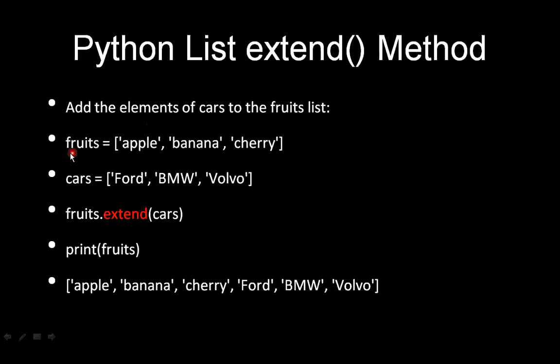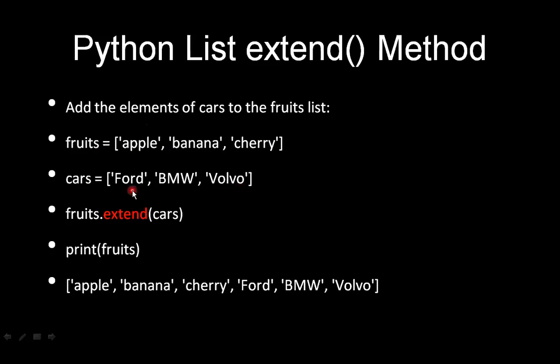Here you can notice that I have taken the list name, that is fruits, and I have specified three elements: apple, banana, and cherry. Then one more list I have taken here, that is cars. In that I have specified Ford, BMW, and Volvo.